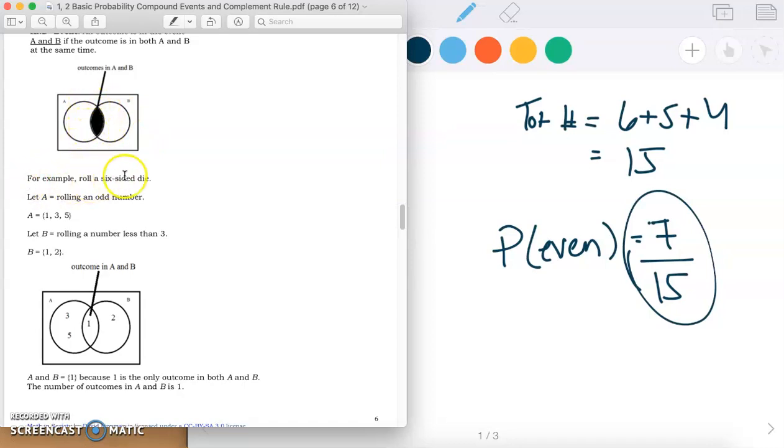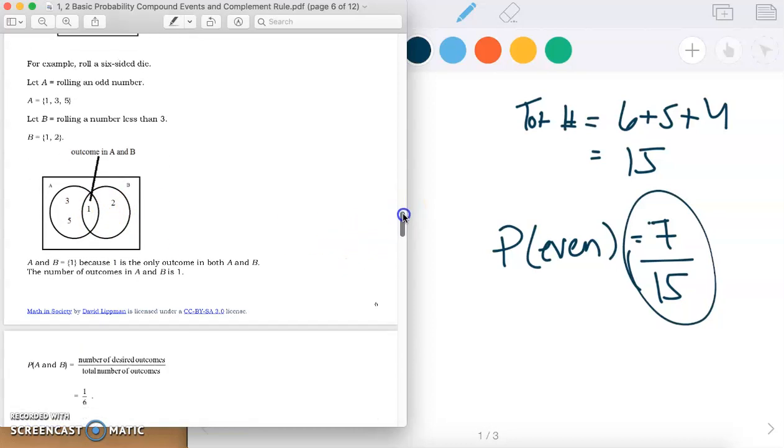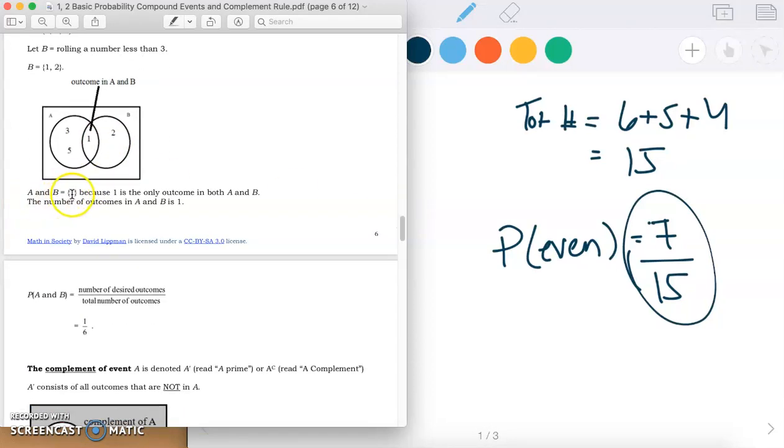For example, roll a 6-sided die. We're looking at the same type of example. Let A equal rolling an odd number. We have 1, 3, and 5. And then B is, again, rolling a number less than 3. So we just have 1 and 2. So 2 is in B, and 1 is the only thing in that intersection. So then down here, A and B equals 1 because 1 is the only outcome in both A and B. The number of outcomes in A and B is 1.